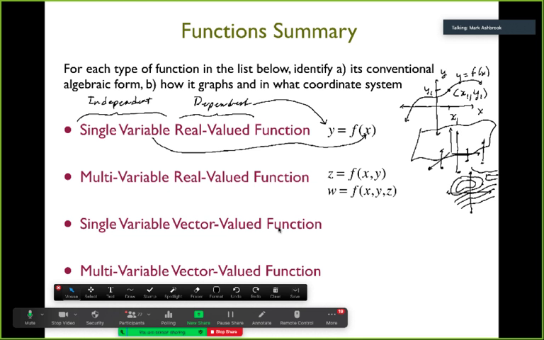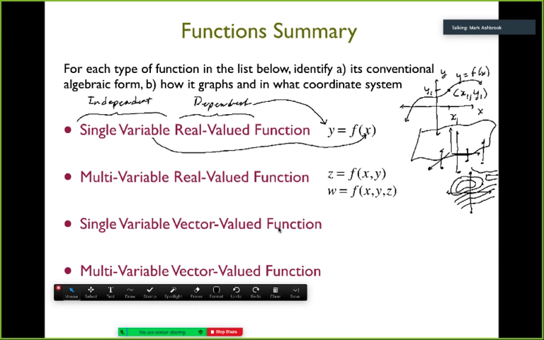Okay, what about a single variable vector valued function? Do we see these? Have we worked on these? Parametric. Okay, so a vector valued function is very similar to parametric equations. So yeah, vector functions, right? We did vector functions where t was commonly what we called the variable or the parameter.